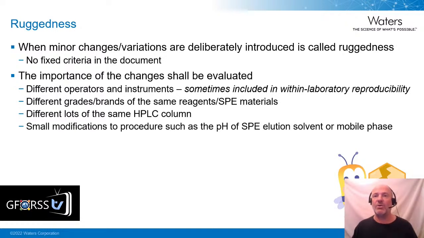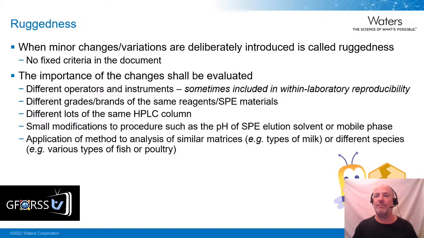And also a critical aspect of ruggedness is where we modify the procedure in some way. So for example, if we're carrying out solid phase extraction, if we change the pH a little bit or change the proportions of the mobile phase, or the proportions of organic versus aqueous, these types of small modifications, do they actually cause any significant difference to the results?